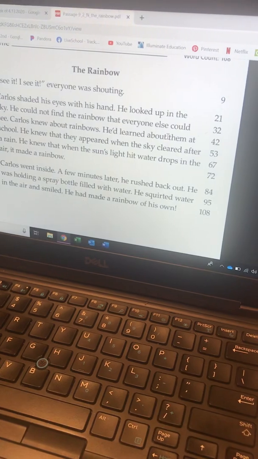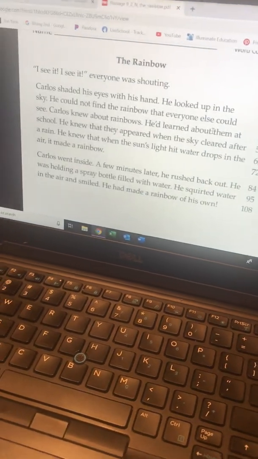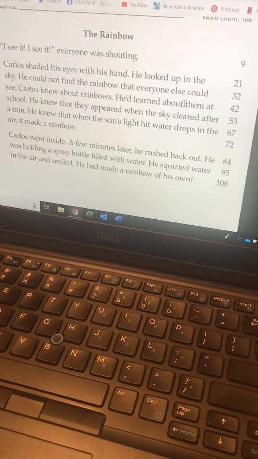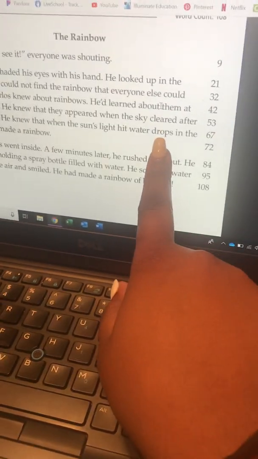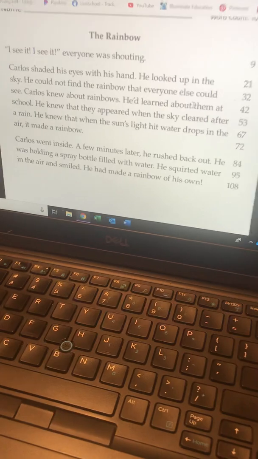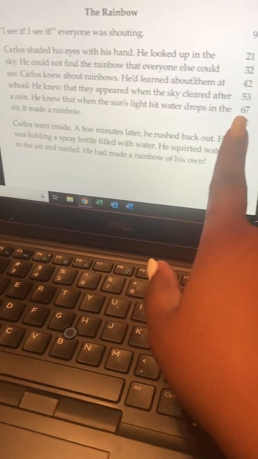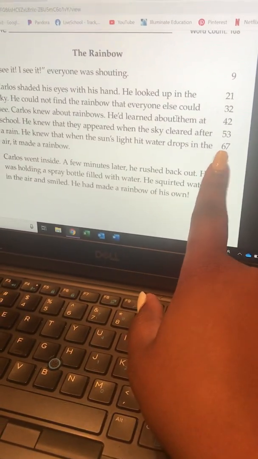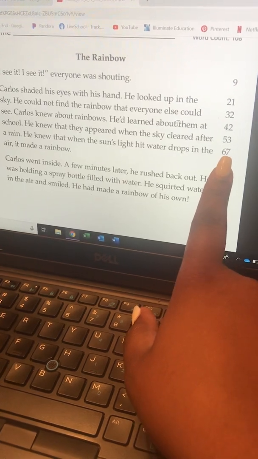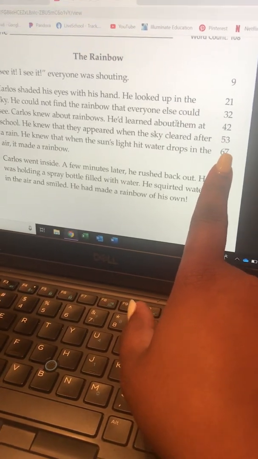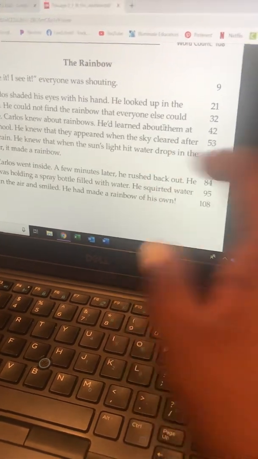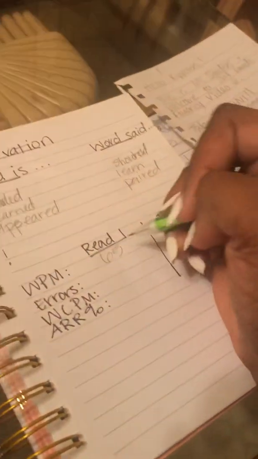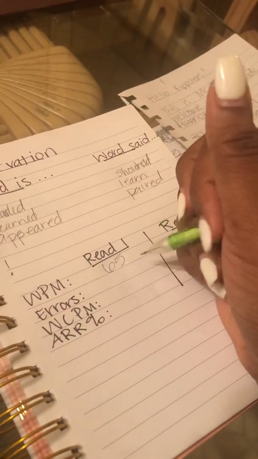All right, stop. So you stopped right here where it says drops. It says at the end of this line that would have been 67 words. So we're going to count back. 67, 66, 65. So that means you read 65 words in 1 minute.